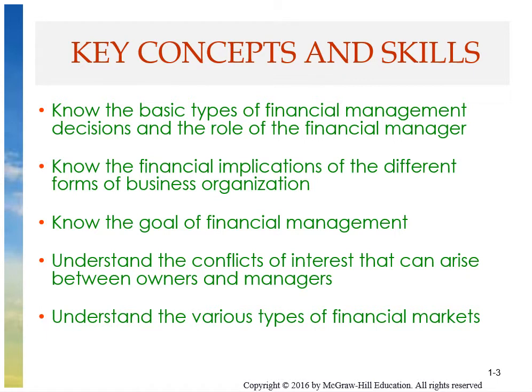So the concepts that we're going to discuss in this chapter are the types of financial management decisions and the role of the financial managers. We're going to discuss the different forms of business organization. We can discuss the short-term and the long-term goals of financial management. And then later on, we're going to discuss the topic called conflict of interest that can arise between owners and managers, or simply the principal and agent relationship. And we're going to discuss the types of financial markets.